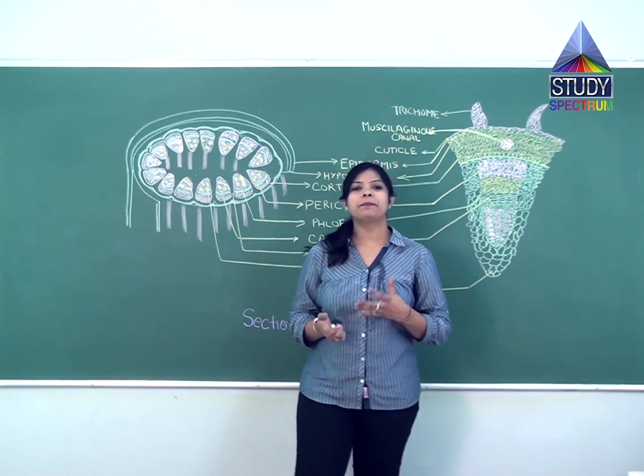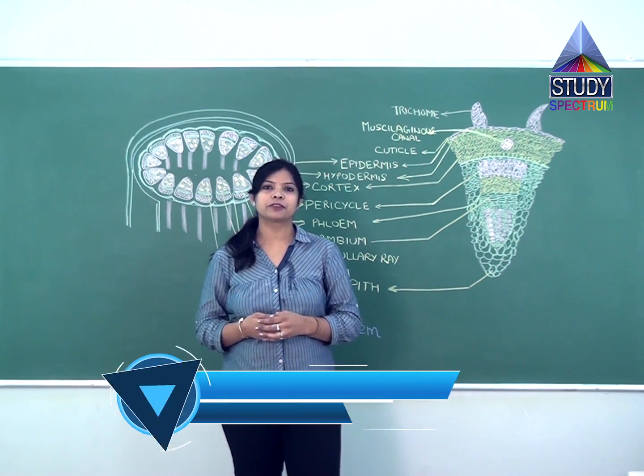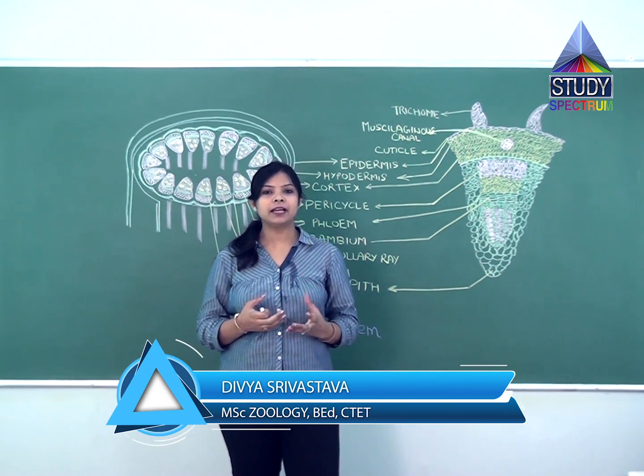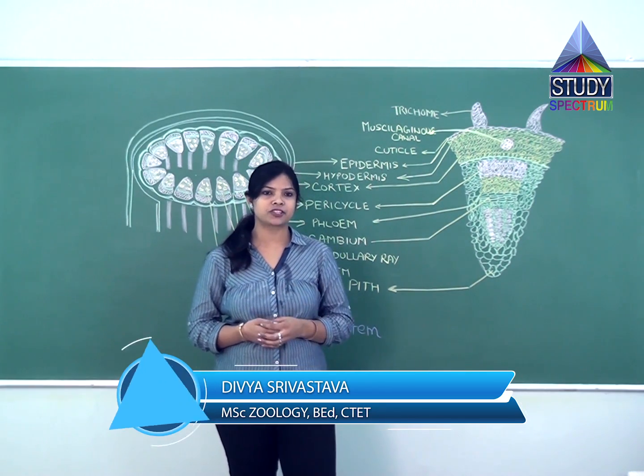We are going to start with the plant tissues. So firstly, let us do one activity. What you have to do is take a plant stem and, with the help of your teacher, cut it into very thin slices or sections.